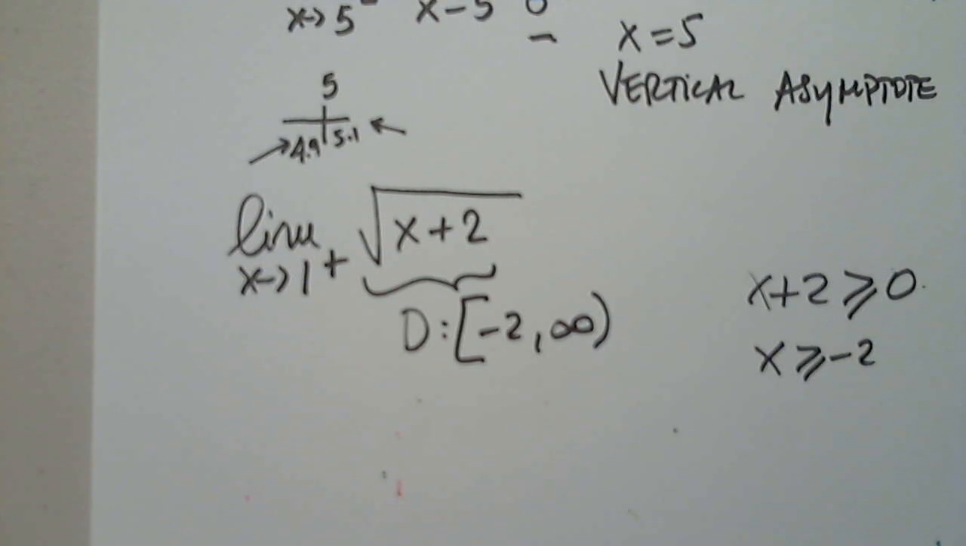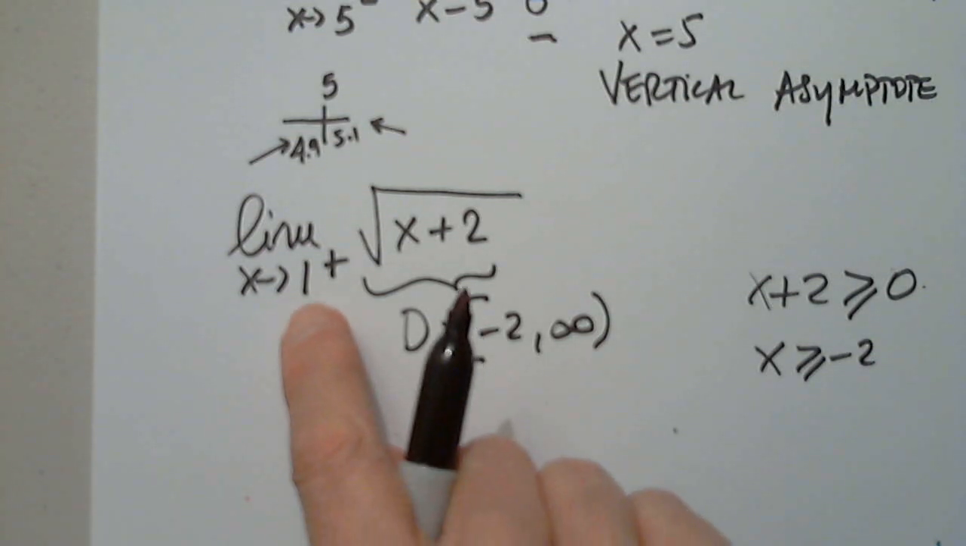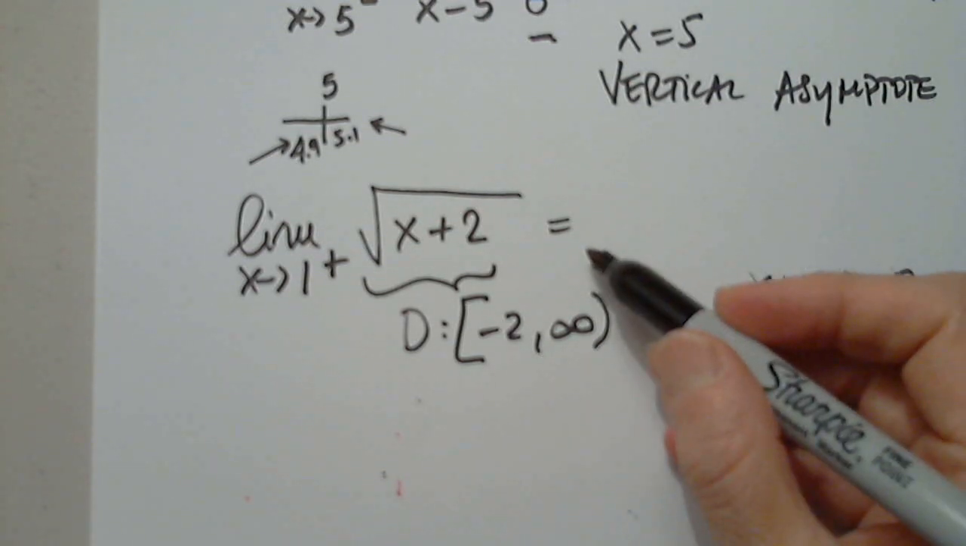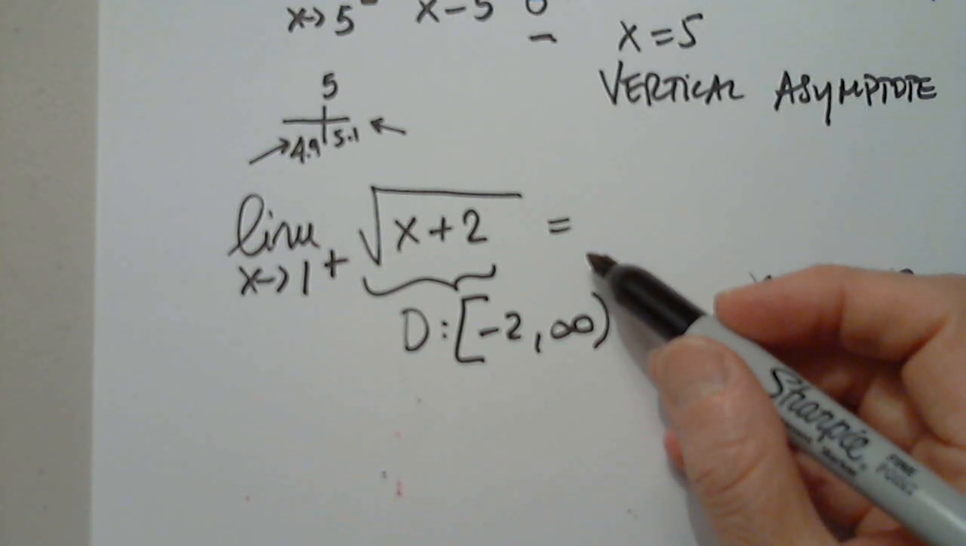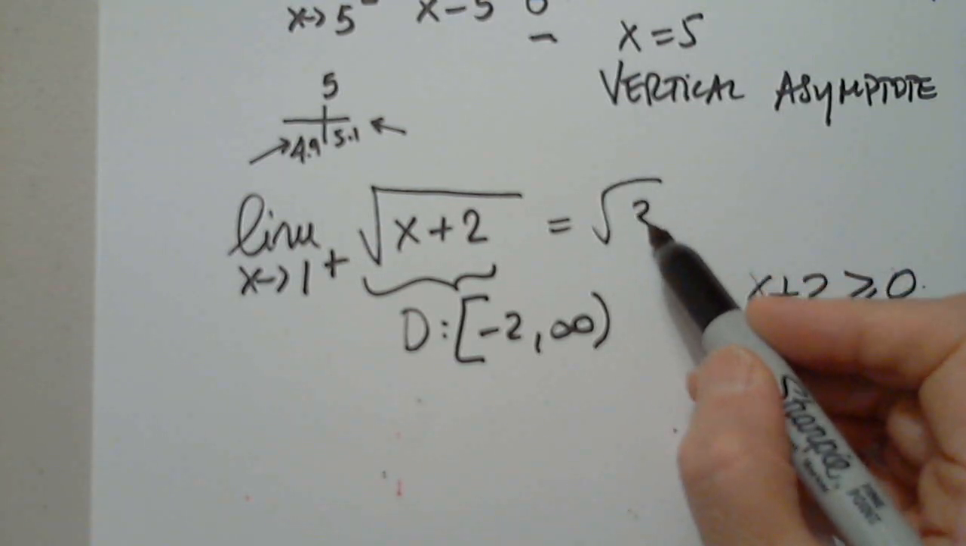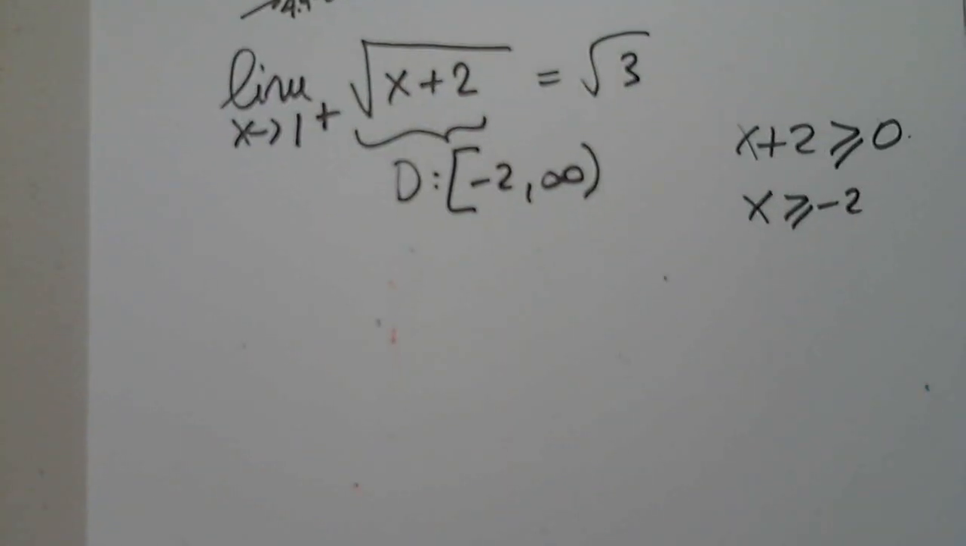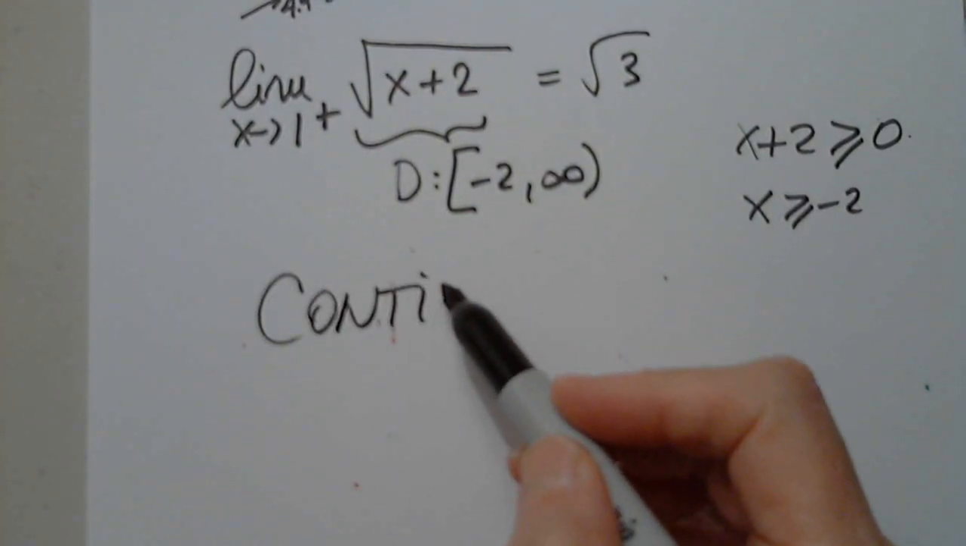Now, if this number is in the domain, just plug it in and you're done. Is this number in the domain? Yes. So plug it in, drop the limit operator because we are applying it, and give me the answer. Would it be the square root of 3? That's it. Done. Good.